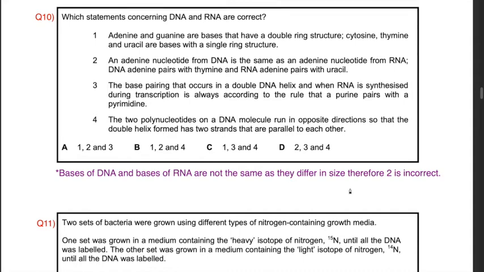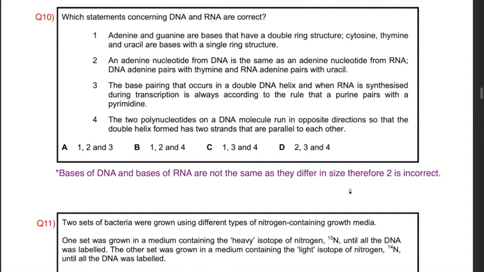The base pairing that occurs in a double helix and when RNA is synthesized is always according to the rule that a purine pairs with a pyrimidine. That is correct because if you recall the complementary base binding rule, A binds with T or A binds with U, and C binds with G. So again, it does follow the rule that purine pairs with a pyrimidine.